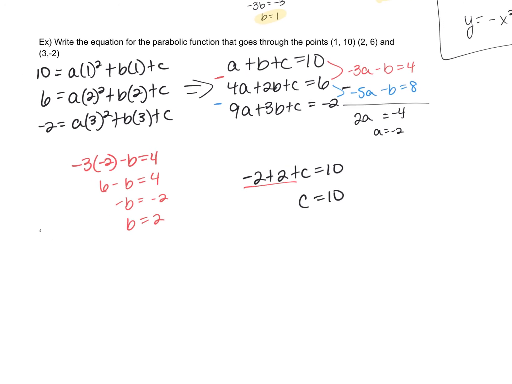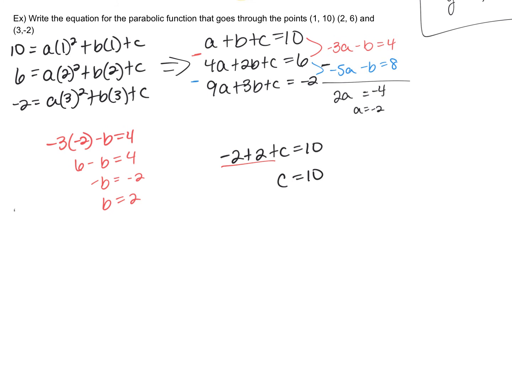Sweet. Now, put it all together in the standard form. So we have y equals negative 2x squared plus 2x plus 10. All right, that is it.